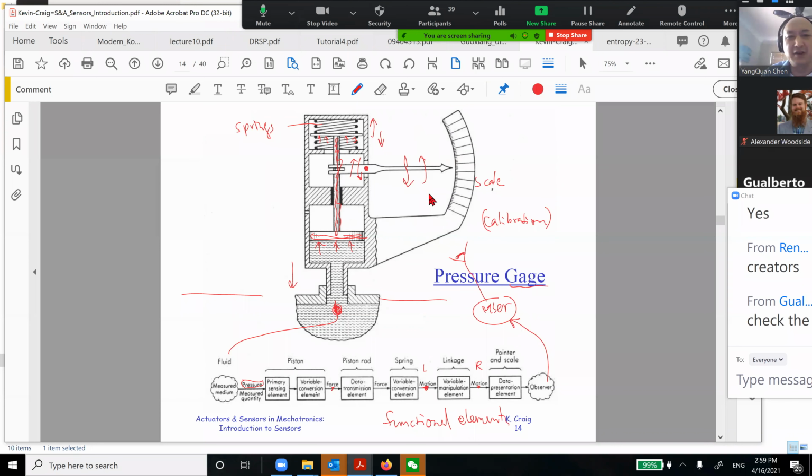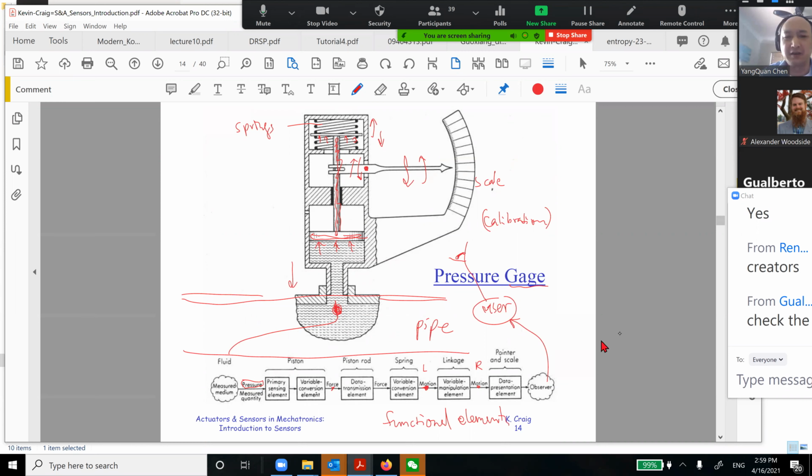How this scale will go up and down: there's a pivot point in here, and this one will go up and down. But this one is a linear motion in here. This is a spring, so this linear motion is up and down. Then you have a pressure. This is a fluid, and the fluid goes through this hole. This is a pipe.